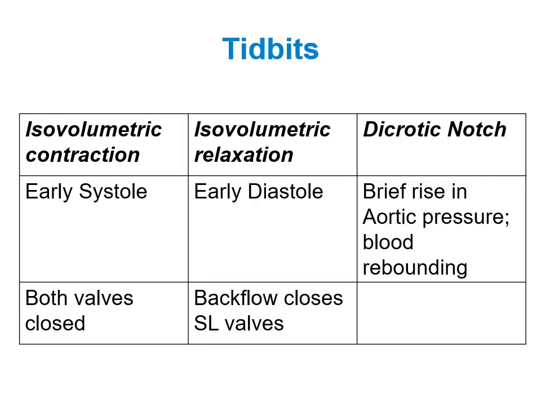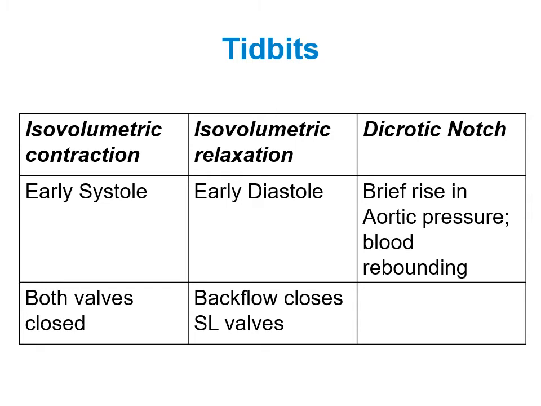Some terms. Isovolumetric contraction. The period of time in systole when both valves are closed. So the volume of blood does not change, although the pressure continues to rise. Isovolumetric relaxation. The period of time in diastole when both valves are closed. So the volume of blood does not change, although pressure continues to drop.